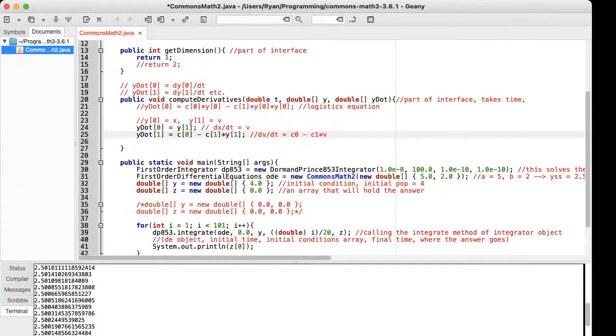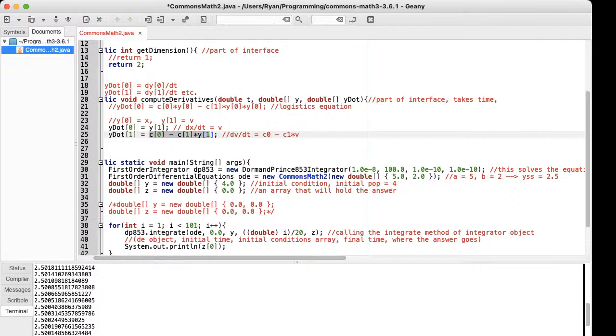So going back to this, again, I also have to change the dimension of the problem to 2. So I'm going to return 2 because now I have two variables, remember, x and v. And so I still have c0 and c1. I'll just keep them the same.